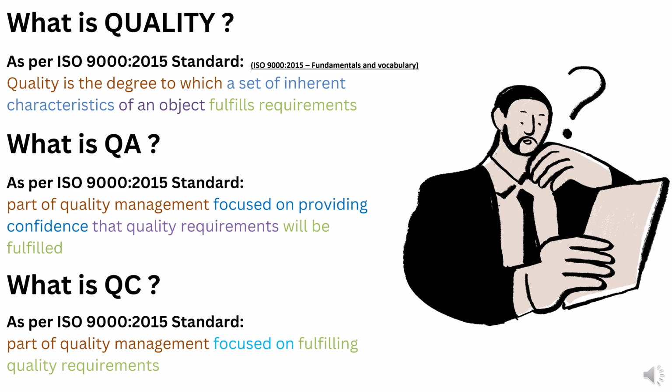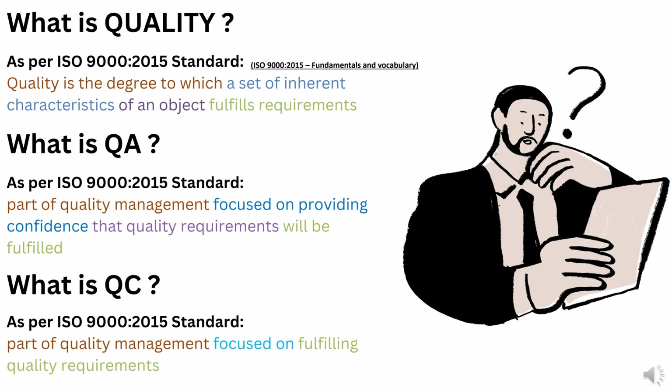The next part of the definition is an object. Here the object can be a manufactured product, it can be a service provided by a service company, it can be related to a process, it can be related to the quality of the system, it can also be a person in terms of competency. ISO 9000 has used the word broadly to refer to anything being evaluated for quality.